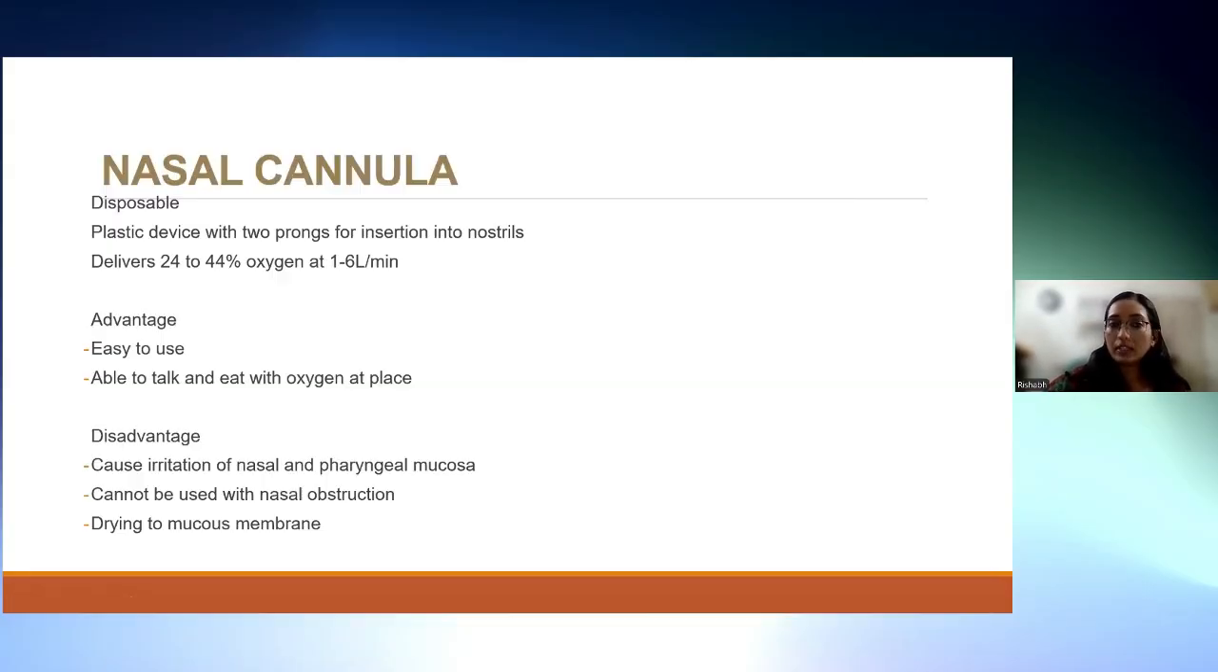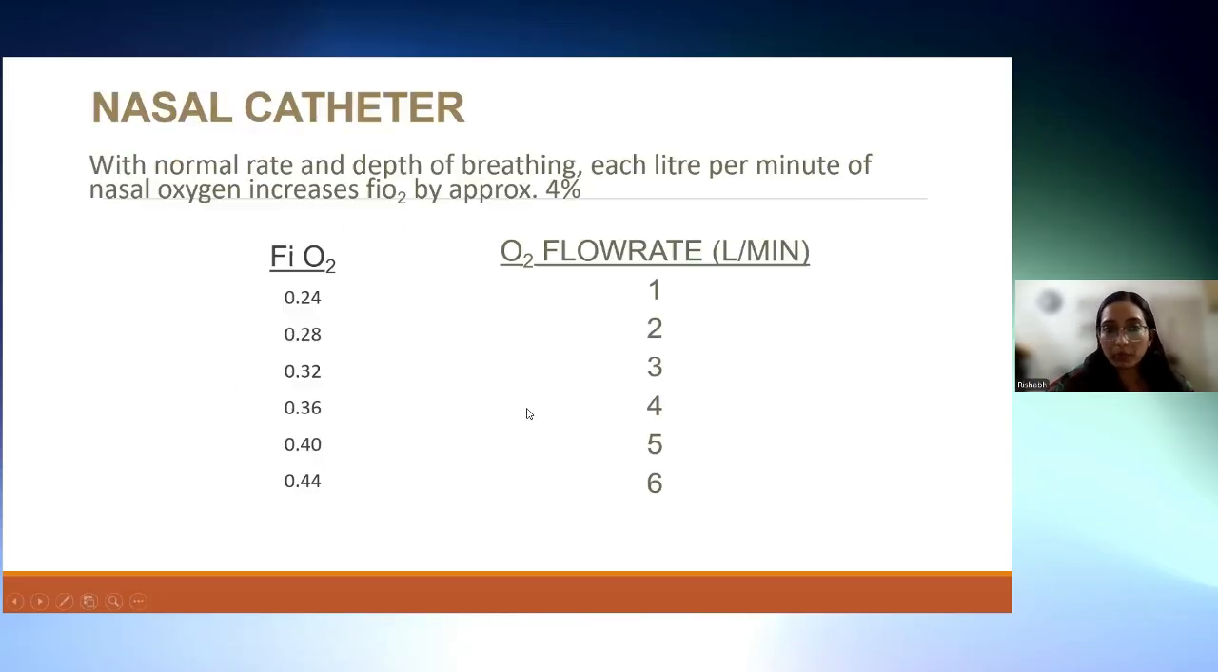So this is a nasal cannula. It's the most commonly used. It delivers about 24 to 44% of oxygen. Very easy to use. The patient can talk and eat with the oxygen in place. The disadvantage is it causes irritation of the nasal and pharyngeal mucosa. It cannot be used with nasal obstruction. It can cause drying of the mucous membrane.